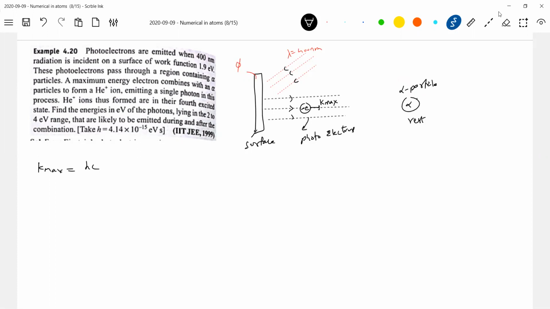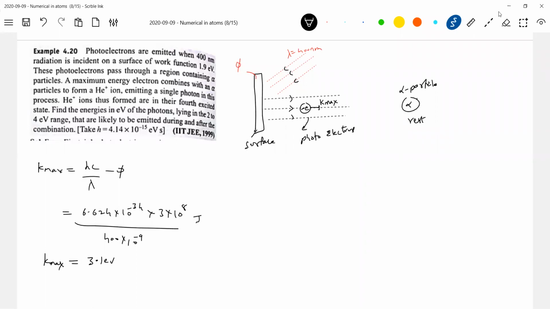Kmax should be equal to hc by lambda minus work function. 6.624 into 10 to the power of minus 34, 3 into 10 to the power of 8, lambda 400 into 10 to the power of minus 9. Solving this, this will come in joule. Then I'll divide by the charge of the electron, I'll get the electron volt.